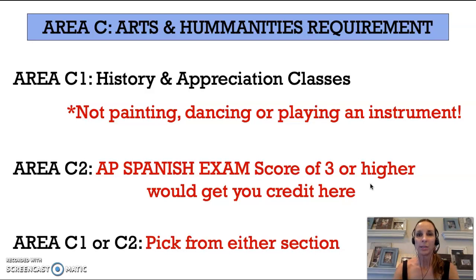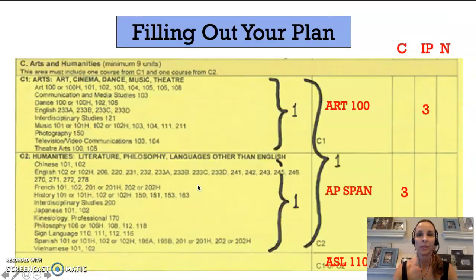Area C, this is important that people understand. These art classes, you're not painting, you're not dancing, you're not playing an instrument. It's all the history and appreciation. Then in the humanities area, these are languages. You can take philosophy or English. If you did take the AP exam in high school and pass it with a 3 or higher, that's where you would get credit for it. And then you need 3 classes in Area C. And the 3rd class right here, you can pick from either C1 or C2. So this is what it would look like: Art 100, AP Spanish, and then American Sign Language would be their 3rd class.